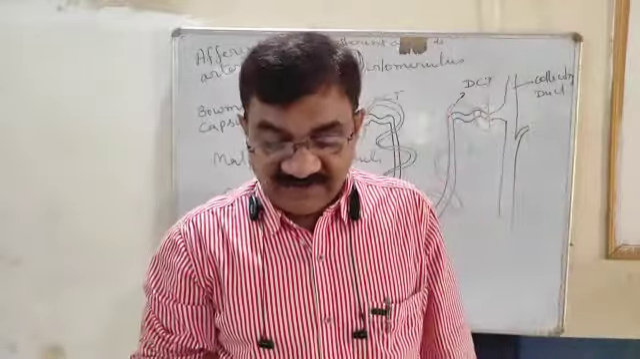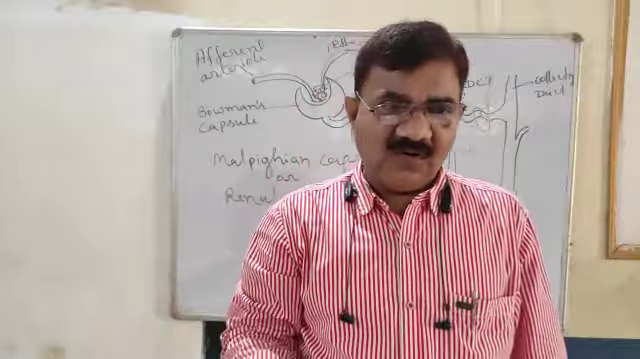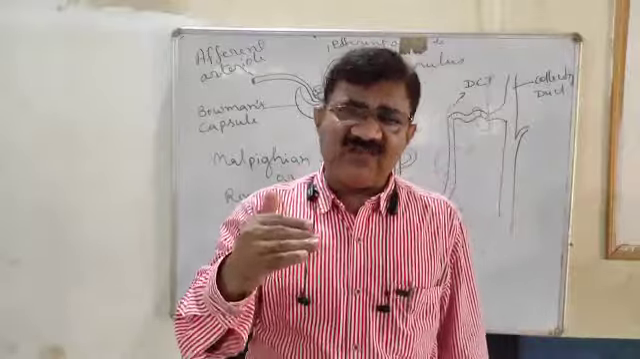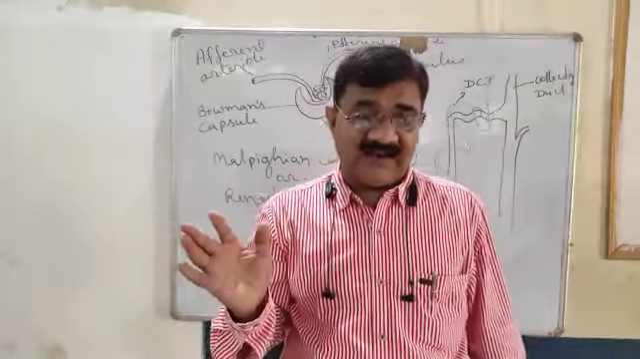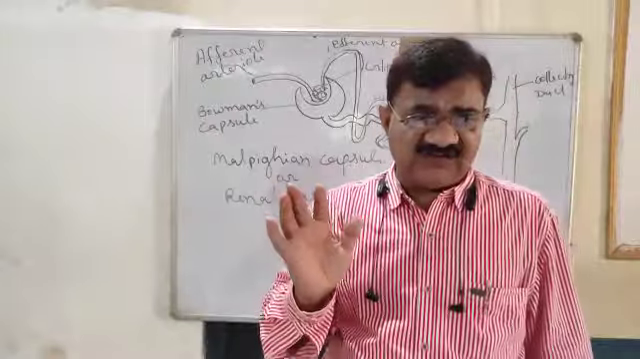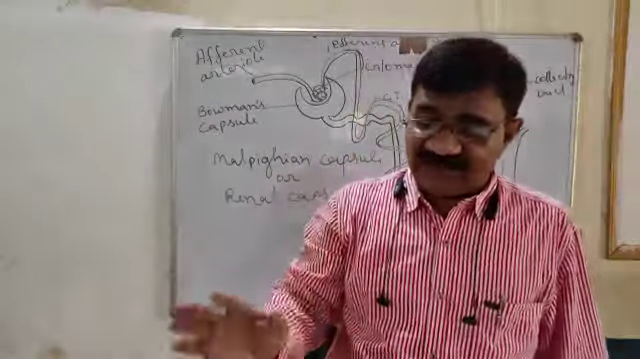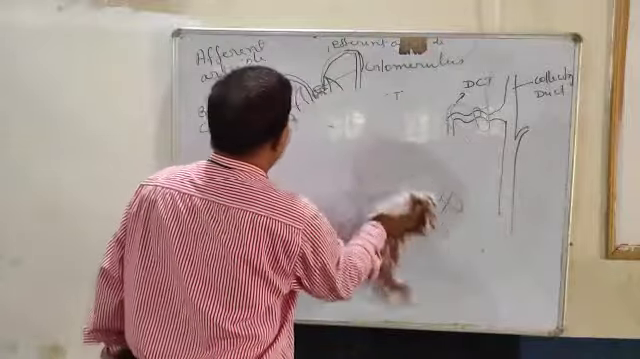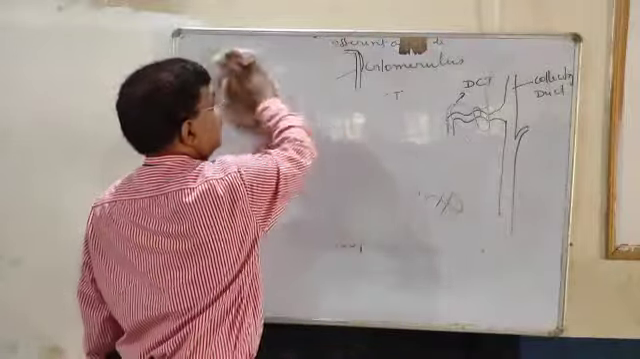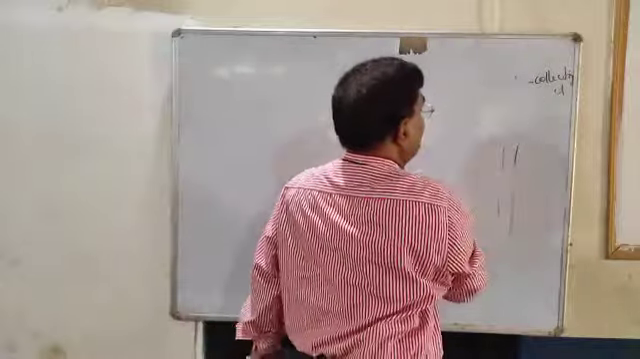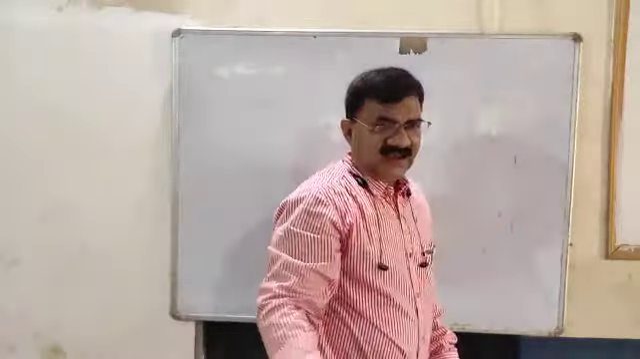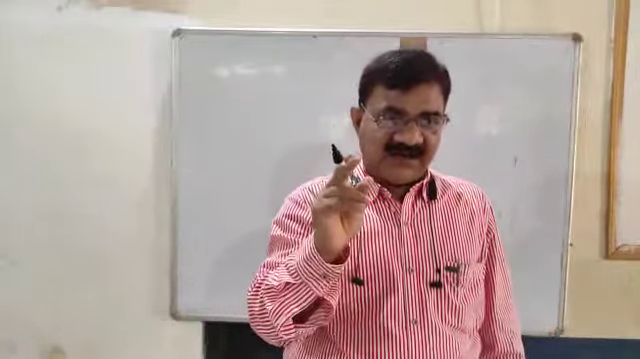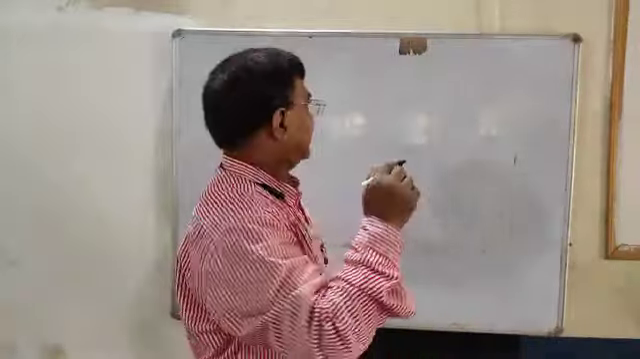Now, function of the kidney. We have discussed that the main function of the kidney is to produce urine by filtration of the blood. Three steps are there in the production of urine. What are those three steps? The three steps are ultrafiltration, reabsorption and tubular secretion.